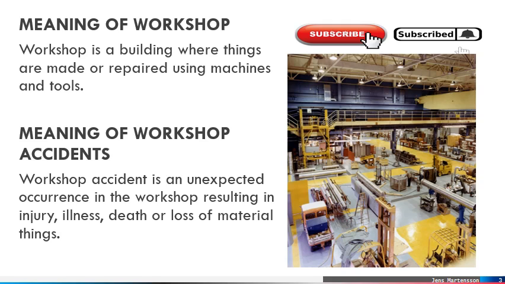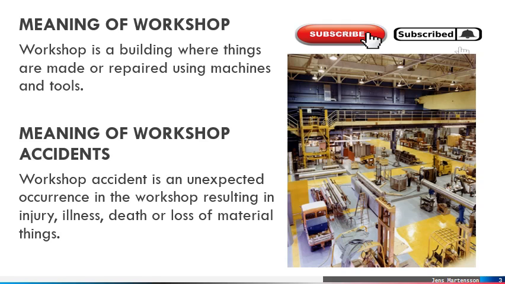Meaning of workshop. Workshop is a building where things are made or repaired using machines and tools. It can be an enclosed building, it can be an open space building, it can have walls, it might not have walls, but one thing you know about a workshop is that things are being constructed there, things are being made there or repaired in a workshop. It has machine and it has tools that makes it a workshop. So workshop is a building where things are made or repaired using tools and machines.